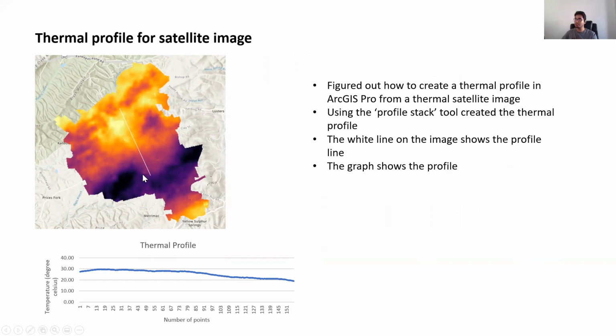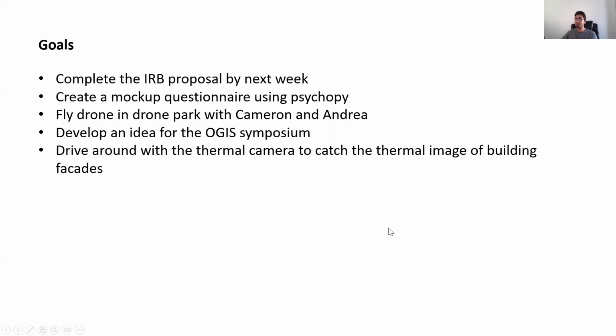The white line here shows the profile line, and this graph is generated. This graph is not actually generated in ArcGIS, but you can get all the data points, and then I just exported it to Excel and created this graph. In my map reading task, there will be multiple thermal profiles provided, and the user has to identify which thermal profile is the accurate one for the specified white line in the given image.